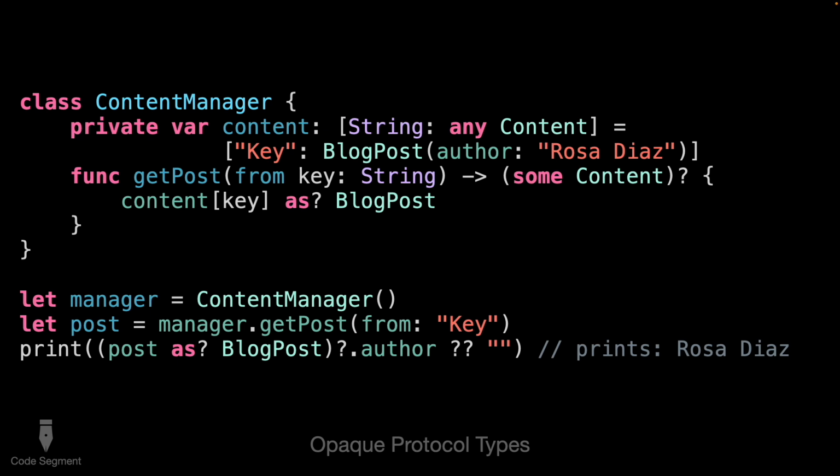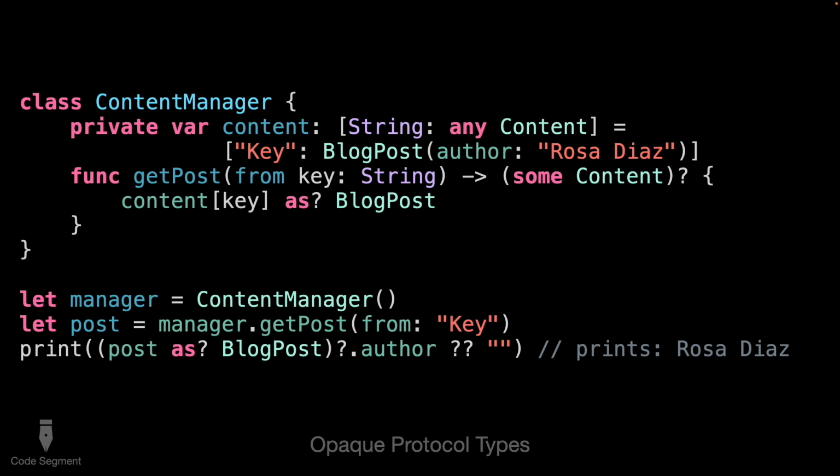All right, cool. So now that we have this concrete blog post, we're only ever going to return it to the caller as content. So we're basically casting it from content to blog post and then back from blog post to content. Terrible example, but it's what I had.